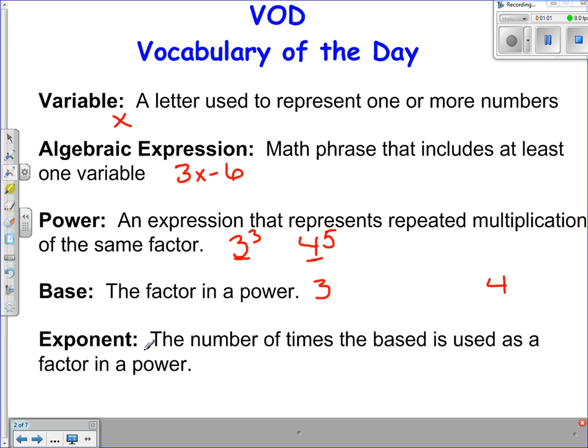Exponent is the number of times the base is used as a factor in the power. So in this case, our exponent is 5. We have 4 times 4 times 4 times 4 times 4. In this example, our exponent is 3. We have 3 times 3 times 3.